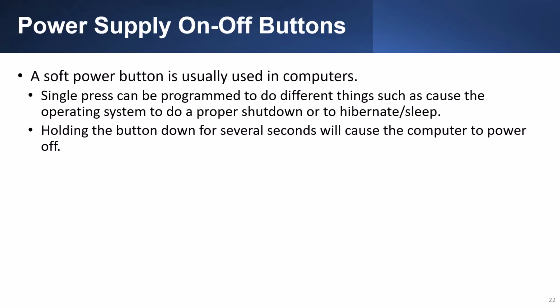A soft power button is usually used in computers. A single press can be programmed to do different things, such as cause the operating system to do a proper shutdown or to hibernate or sleep. Holding the button down for several seconds will cause the computer to power off.